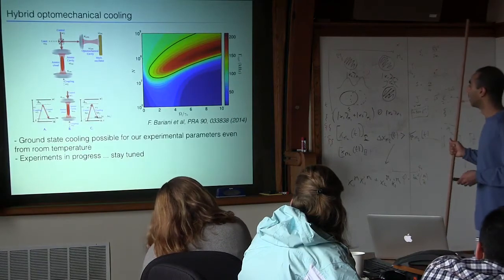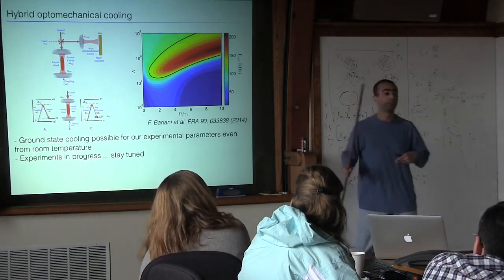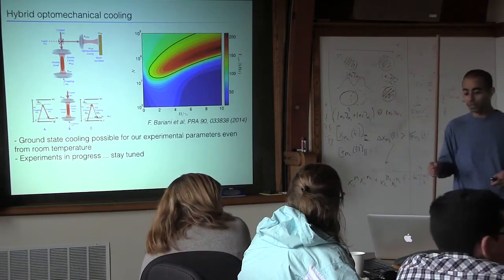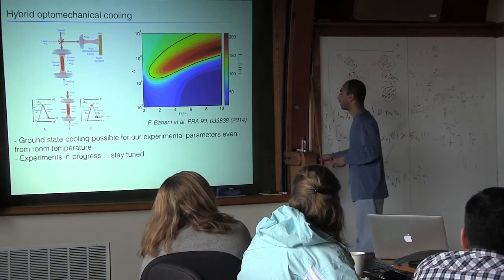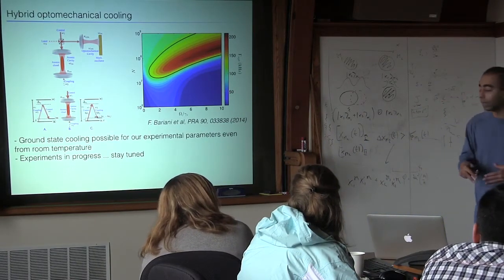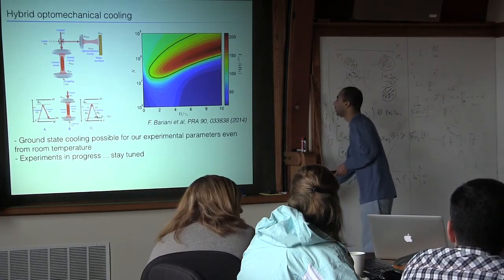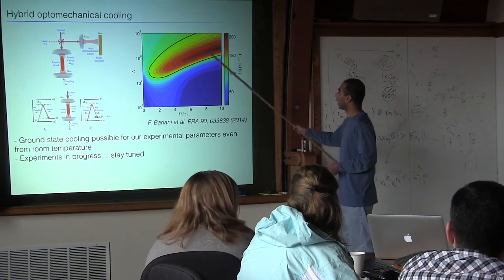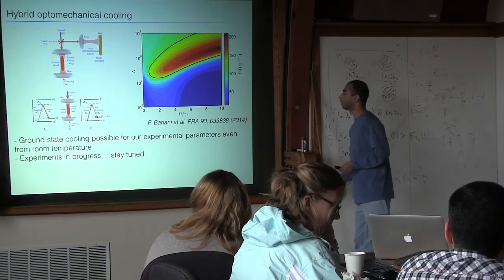And the final result, when Francesco and Swati put in all the numbers, is actually very, very tantalizing. The answer is that from room temperature, for our experimental parameters, you can actually cool the system down to the ground state over a very, very robust set of parameters. You can look into the details in this paper or ask Francesco for all the details.